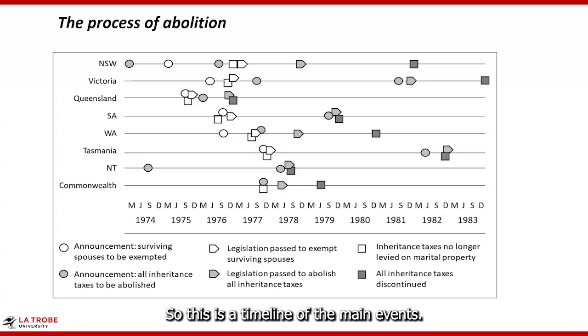So this is a timeline of the main events. The process of abolition involved 3 main steps. First, intentions are announced, sometimes in budget speeches, sometimes in press releases, and sometimes as electoral promises for the broader media. Second, legislation was passed, and finally, the taxes were discontinued.